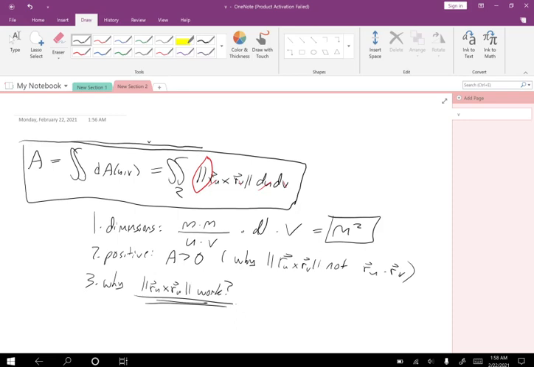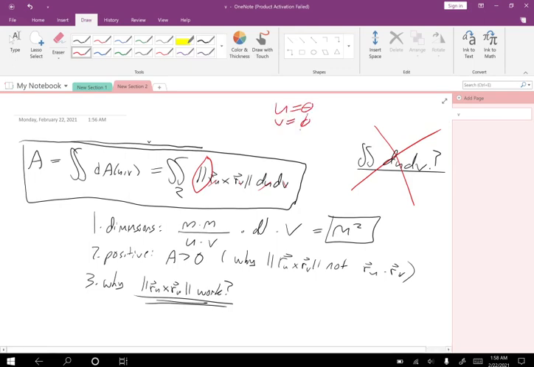Because you would think you could put a lot of expressions here. Like, for example, why not just the integral of du dv? Why does this not correspond to the area? Well, for one, it doesn't have dimensions of area because you need meters, not u's and v's. For example, u could be an angle, and v could be another angle if we're in spherical coordinates, so that's clearly not the right dimensions. So the question is, why does RU cross RV work?